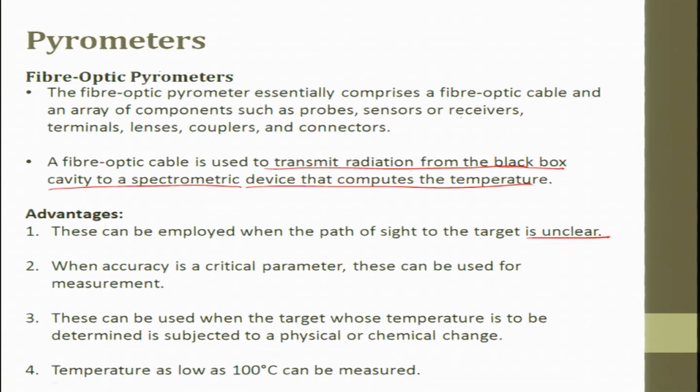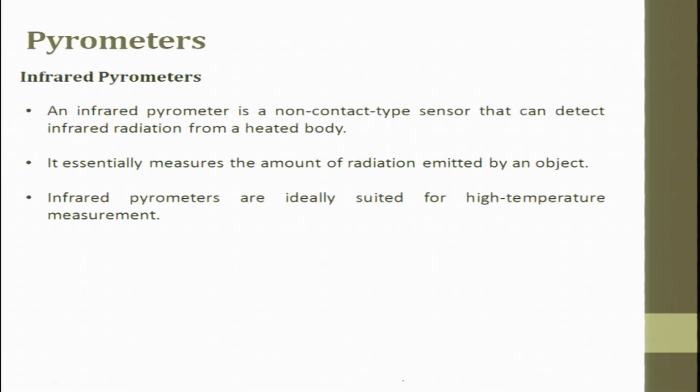They can be employed when the line of sight of the target is unclear. We use the fiber optic pyrometer when accuracy is a critical parameter. This can be used when the target whose temperature is to be determined is subjected to a physical or chemical change, for example when it goes from solid to liquid. The temperatures as low as 100 degrees can be measured.